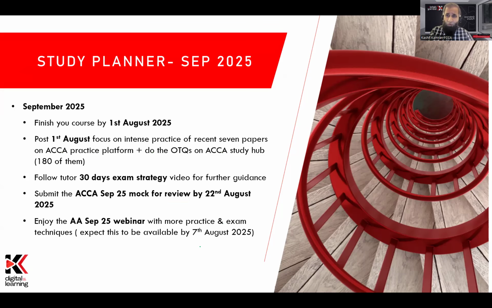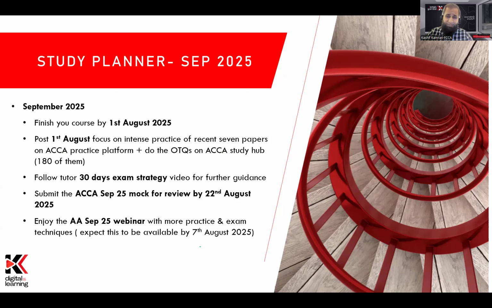Study planner. If you're enrolling or have enrolled for September 25 batch, this is when you should finish everything. Finish the course A, B, C, D, E, the practice sessions and everything on the LMS by the 1st of August. Post 1st of August, you will do intense practice of the past papers, the recent ones on the ACC Practice Platform, the ones I've shown you, and do the OTQs on the ACC Study Hub, the 180 of them. Follow the tutor 30 days exam strategy, which will be released on the 1st of August. So you can follow that, what to do inside 30 days.